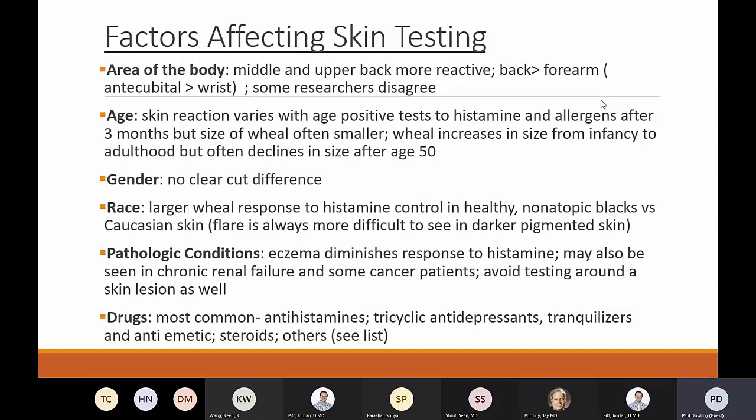Pathological conditions: eczema itself can diminish response to histamine, and a diminished response may also be seen in chronic renal failure and some cancer patients, and avoid testing around the skin lesion as well. And then common drugs that we talked about before.